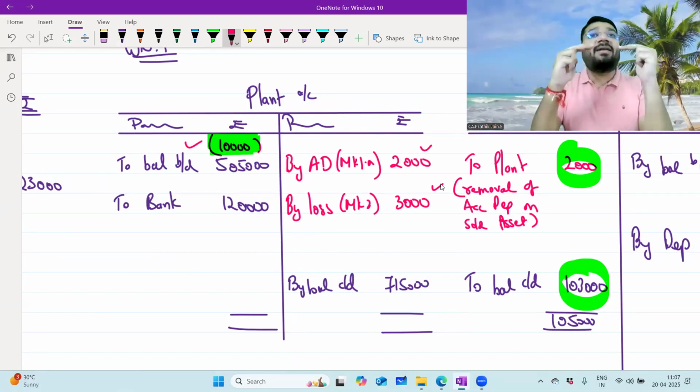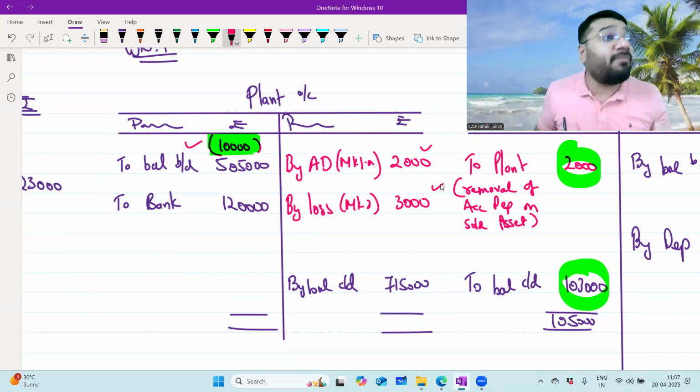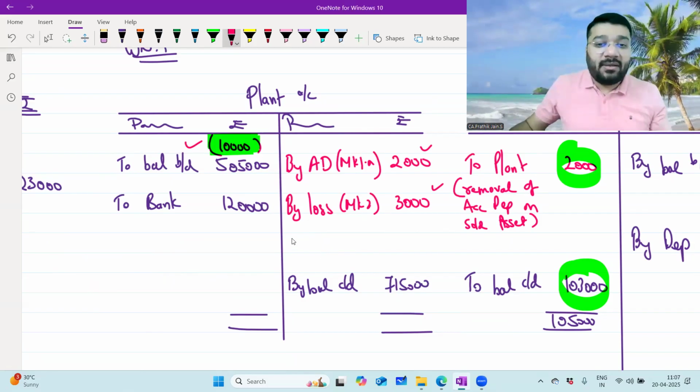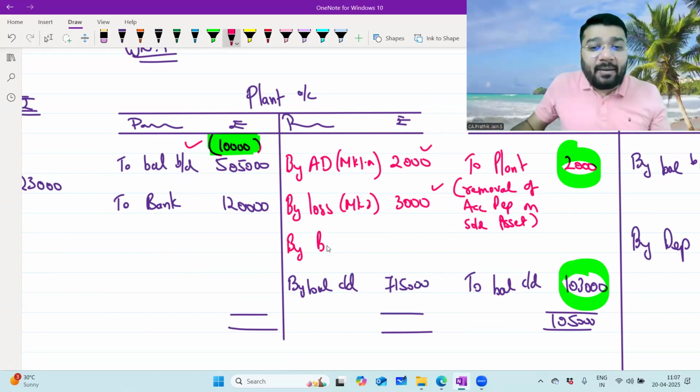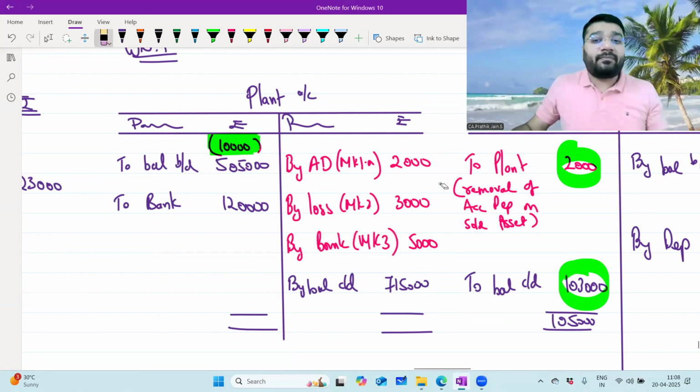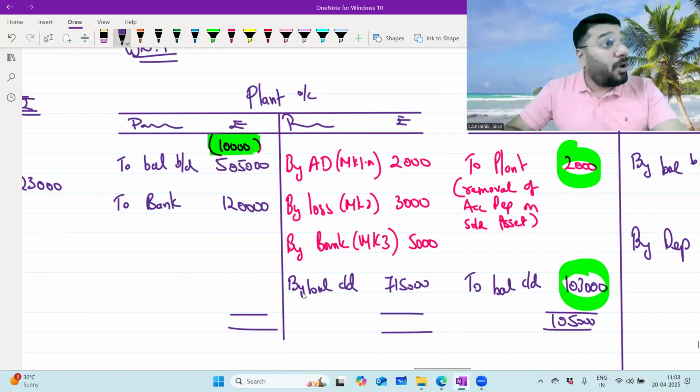Now both the values are the same because of entry 1A and entry 2. Now you can pass the third entry, which is bank to machinery. So bank account debit to plant account. So by bank, how much? 5,000. This is entry 3, 5,000. Any problem? No, sir. Online people, any problem? No, sir. Now the ledger is automatically balancing or not balancing? Not balancing. Wonderful.